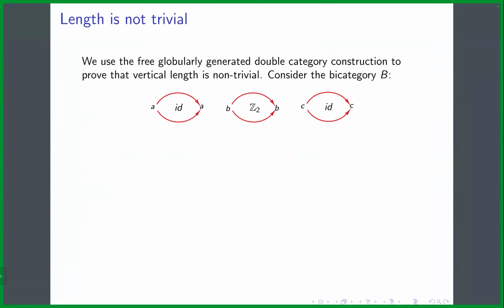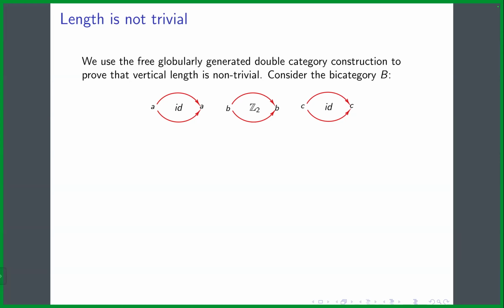One other thing that we could use this free globularly generated double category construction for was to provide examples of globularly generated double categories of non-trivial length. As I mentioned before, there were a bunch of examples of globularly generated double categories of length 1, but we could construct globularly generated double categories of arbitrary length with this technology. An example is the following.